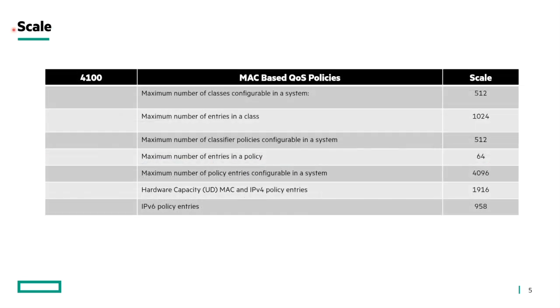And this is the scale. As you can see, the 4100i, the number of classes configurable in a system is 512, and the various options within that class and the policy entries here, you can just review this at your leisure.